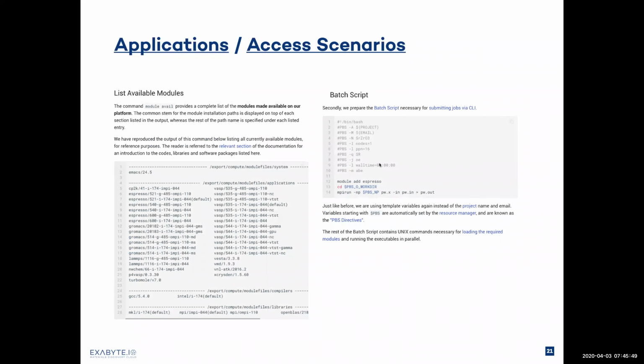There are different access scenarios. We can go through the user interface, or we can bypass it and access the platform on the command line level. In that case, we will use the modules environment to set up the modules inside the command line. And we'll use the batch scripts to execute the calculations. Here's an example of a batch script for PBS.